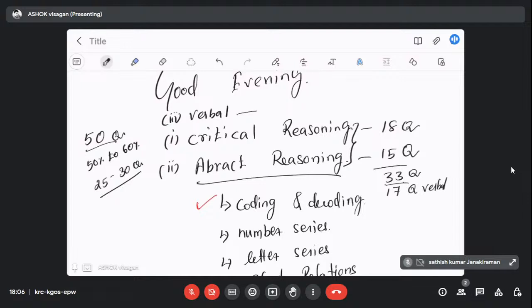According to the private companies, whether they are giving the sectional cutoff or not, if they are giving questions section-wise, definitely they will expect the candidate to attend all the sections. So here you are having a verbal section, critical reasoning and abstract reasoning. That means you need to attend some equal number of questions in all the sections. So keep that in your mind. To attend 25 to 30 questions, you need to attend at least 10 questions from each section. At least, I'm telling you. If you attend 10 questions from each section, definitely you can clear that exam.